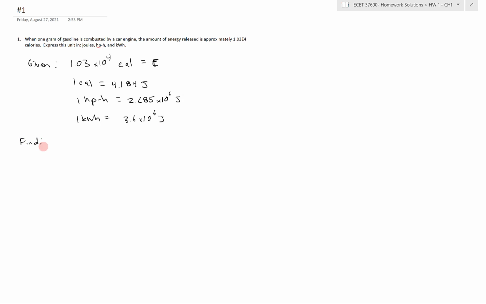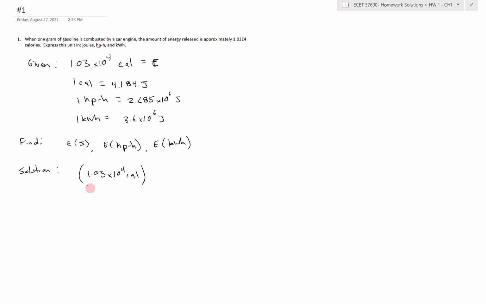Some of them were directly from the problem statement, others were constants essentially, and we need to find E in joules, E in horsepower hour, and E in kilowatt hours. So the solution method we're going to use is dimensional analysis. We're going to start with our original quantity of energy, 1.03 times 10 to the 4th calories.